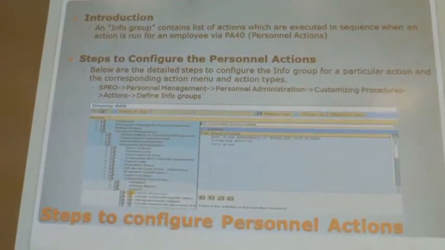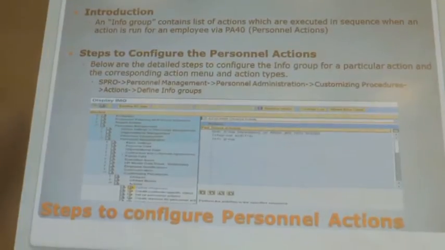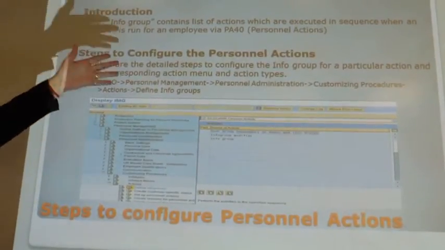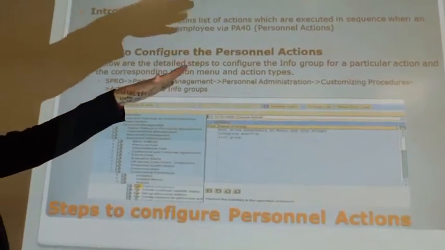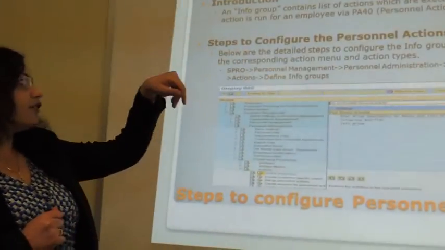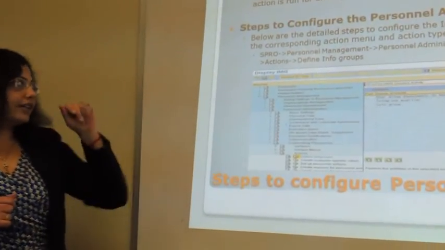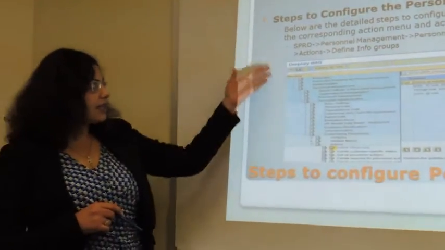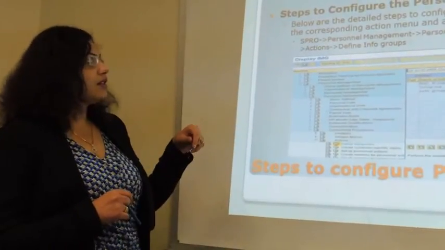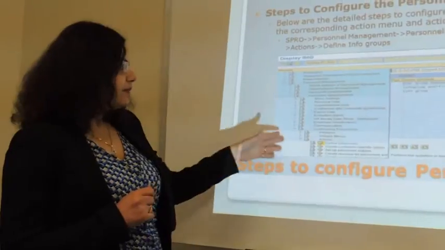Before that I would like to tell you what an info group is. An info group contains a list of actions which are executed in sequence when an action is run for an employee via PA40. So these are the basic steps to configure a personal action.